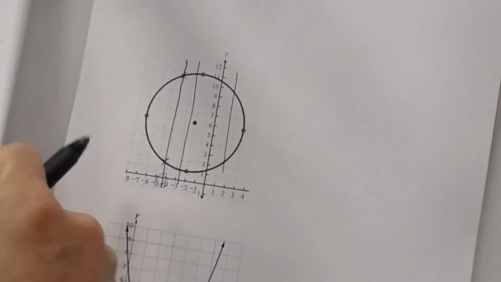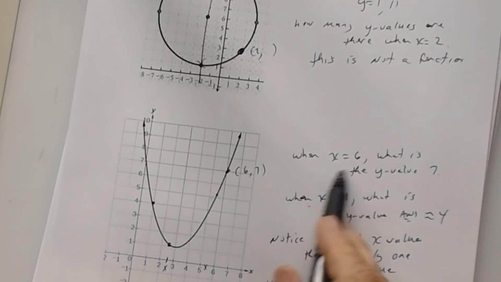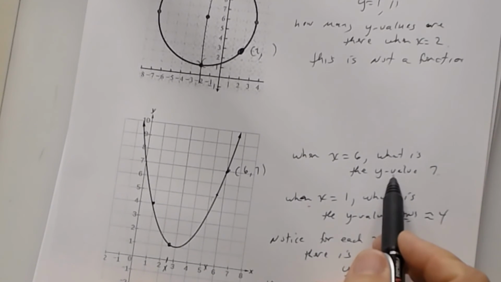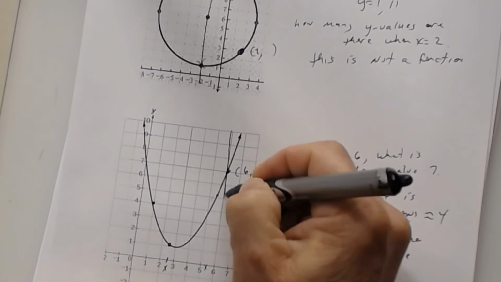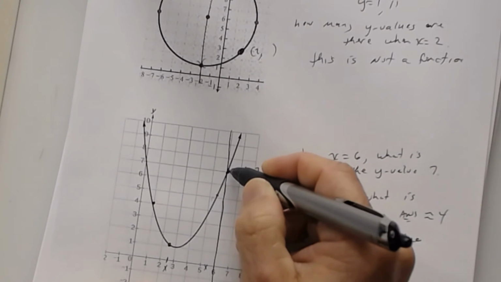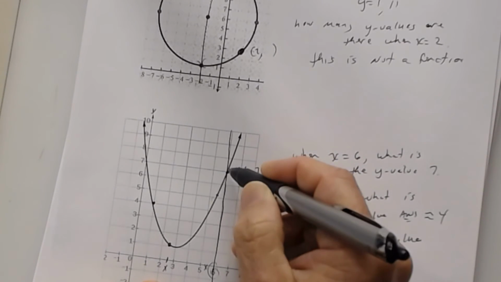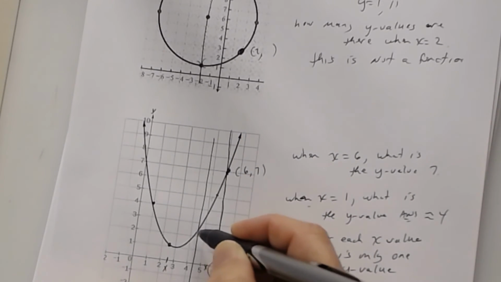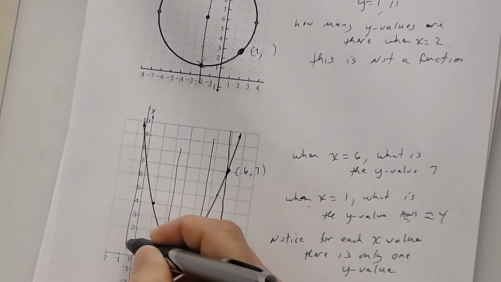Okay? If I go back to the parabola now, remember we talked about when x was 6, how many y values did I have? 1, it was what number? What value? 7. So if I draw a vertical line, notice this vertical line intersects the graph how many times? 1. That means that for that x value, there's only what? 1 y value. For this x value, there's what? 1 y value. For this x value, there's 1 y value.